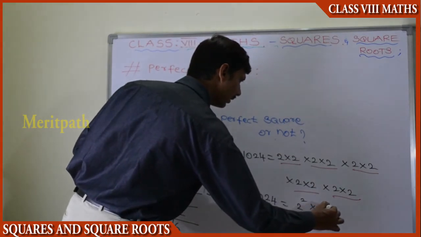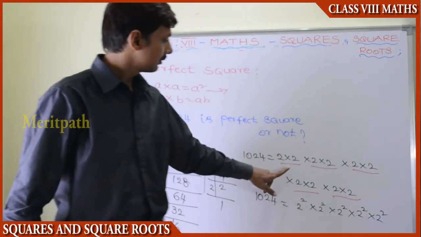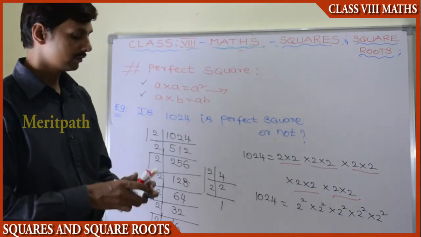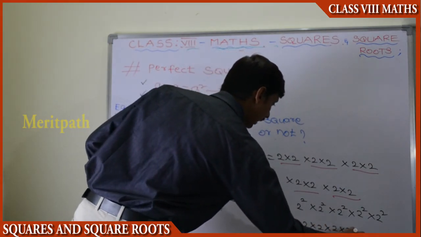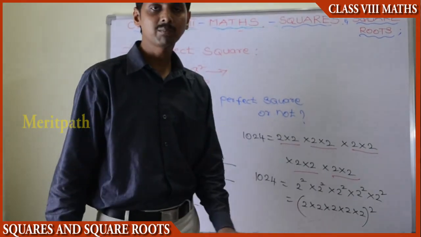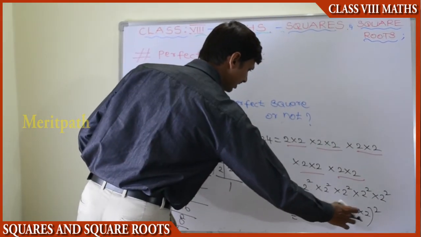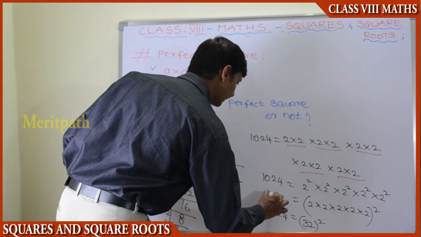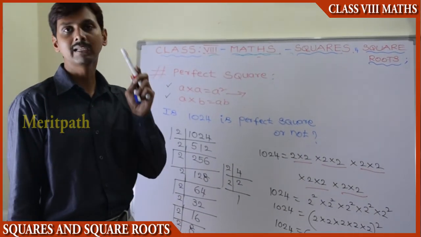Next, we have 2 square, and also 2 square, and 2 square, again 2 square. We got the square numbers five times. So let's write this as 2 into 2 into 2 into 2 into 2, whole to the power of 2. We have taken all the powers as one power, because we have the same powers. Let's multiply all the numbers: 2 into 2 is 4, 4 into 2 is 8, 8 into 2 is 16, 16 into 2 is 32. So 32 whole power 2 is equal to 1024. So 1024 is 32 whole square, and when we multiply 32 into 32, we get 1024.